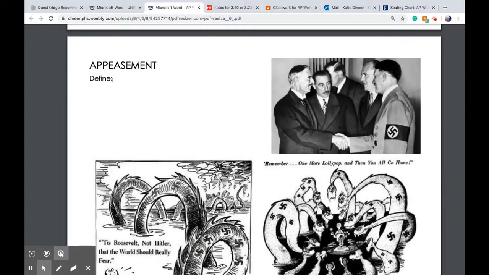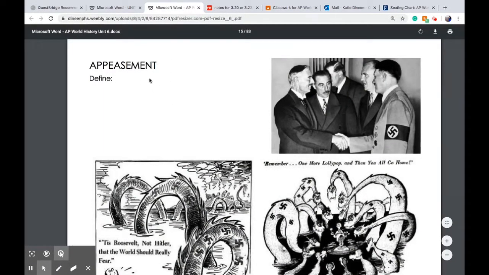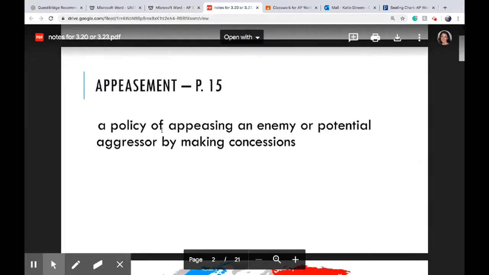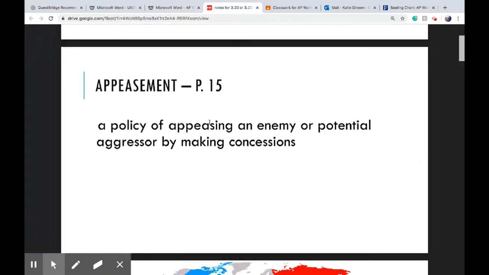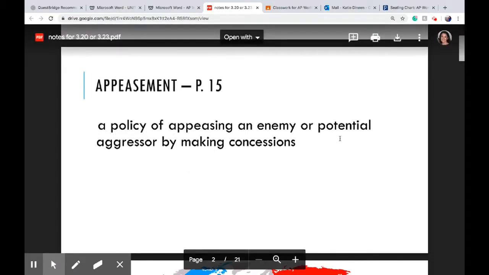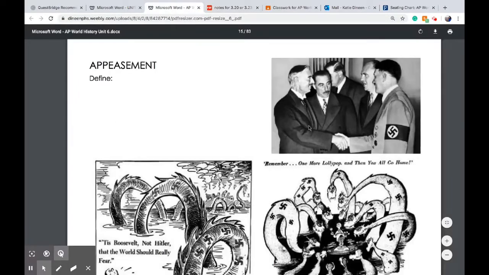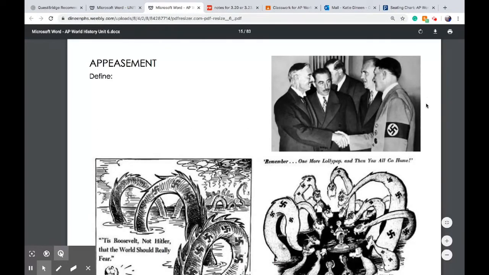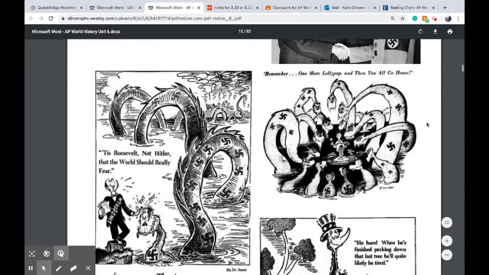All right, let's get started with appeasement. I'm going to flip back and forth between the packet and the PowerPoint. Pause it at any time you need more time with a page or a slide. Appeasement is defined as a policy of appeasing an enemy or potential aggressor by making concessions. And we know that following World War I, most nations were apprehensive about a Second World War and therefore began to make concessions to the Nazi Party in Germany and their allies.